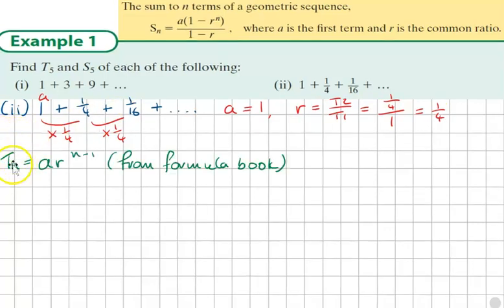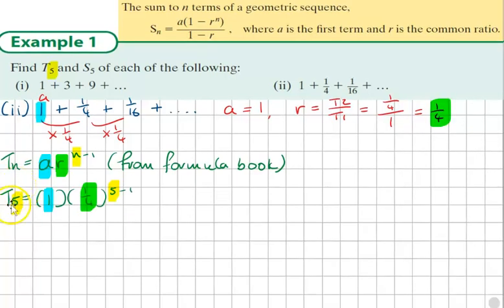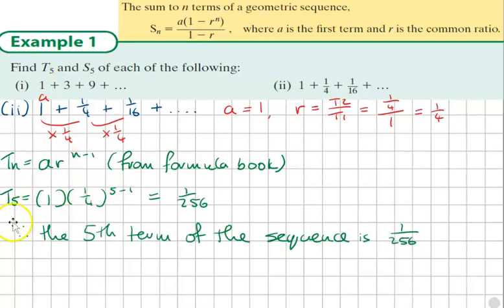For Tn, I have a times r to the power of n minus 1. This is from the formula book. Remember, again, this is for a geometric sequence for Tn. Don't mix it up with the arithmetic sequence Tn formula. Subbing into the formula, for T5, I have 1 multiplied by a quarter to the power of 5 minus 1, which gives me 1 over 256. Therefore, the fifth term of the sequence is 1 over 256.